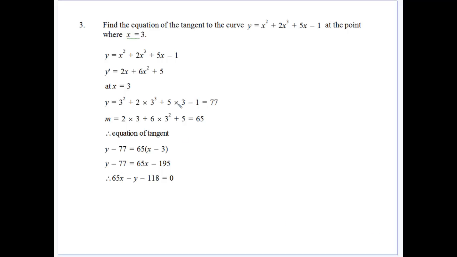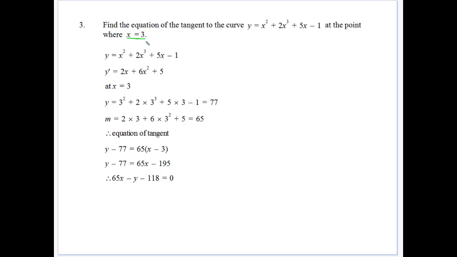So we're continuing to find the equation of tangents using calculus. This time we've got a function that's a little bit harder, not too much harder, but a little bit different: x squared plus 2x cubed plus 5x minus 1. And we want to find the equation of the tangent to this curve at x equals 3.